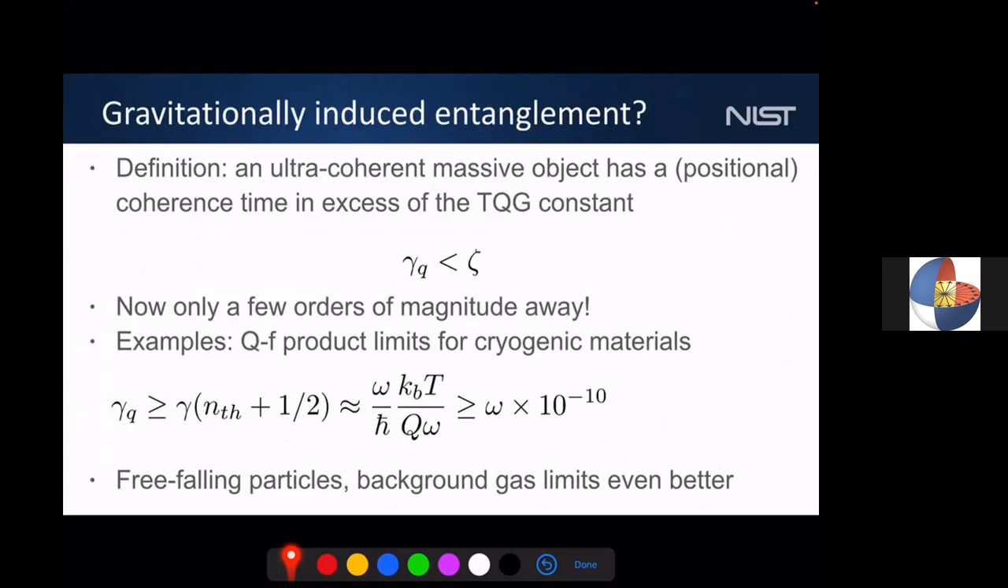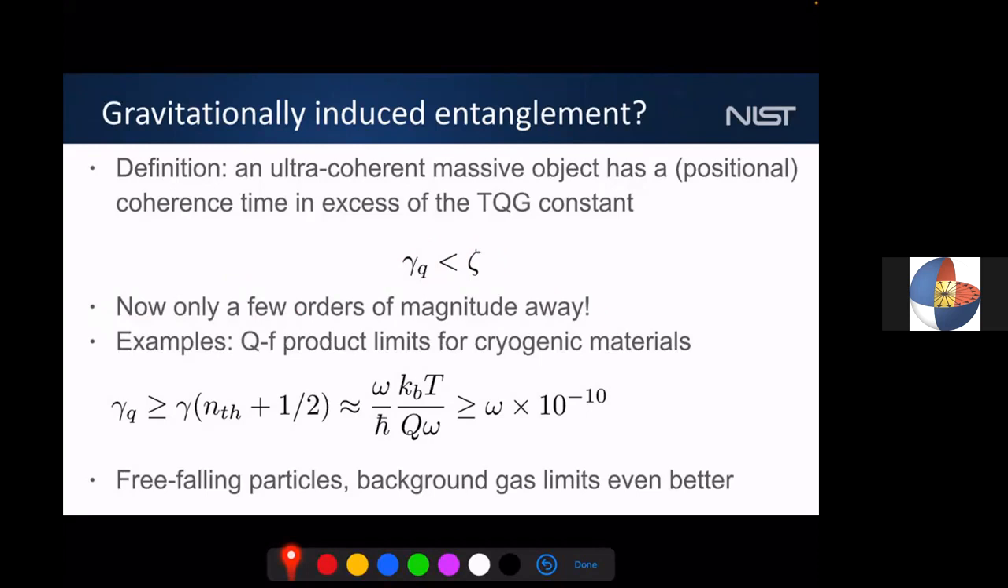So a nice thing to do would then be to show that gravity does in fact entangle things. So that would say that you have to have some quantum theory of gravity. You can't just get away with something semi-classical. And I like to define another object based on the zeta parameter, which is the idea of ultra-coherence. So ultra-coherence is a massive object that has a positional coherence time that's in excess of this sort of theoretical quantum gravity limit, terrestrial quantum gravity limit. And so this gamma Q is the quantum decoherence time. You want it to be less than zeta for some massive superpositions. I will say that we're actually getting a little bit closer to this than I expected 10 years ago.